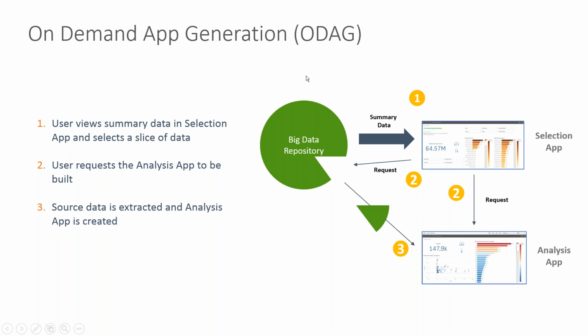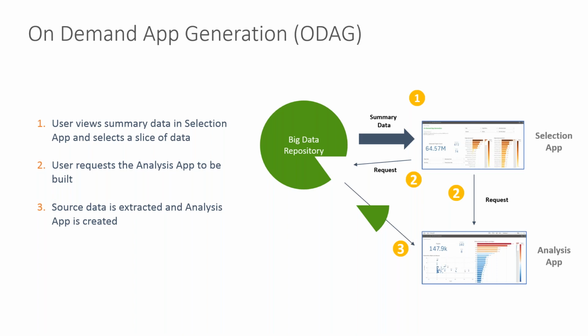Now in ODAG, on-demand app generation, the user has to go to a separate app. In dynamic views, we can use those charts or visualizations in the main app itself, so the user does not have to go to another app. In ODAG, this new app, whenever the user generates it, will be available for the user to reuse. But in dynamic views, it is just for viewing within the same app. I understand.